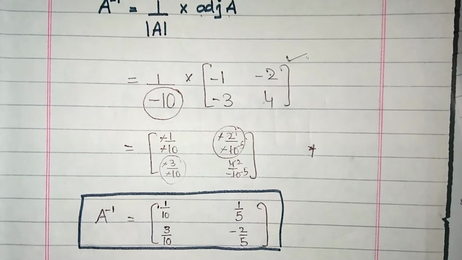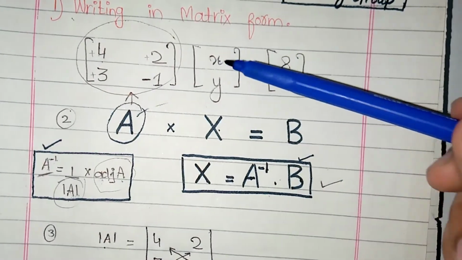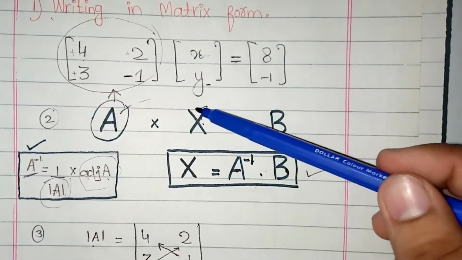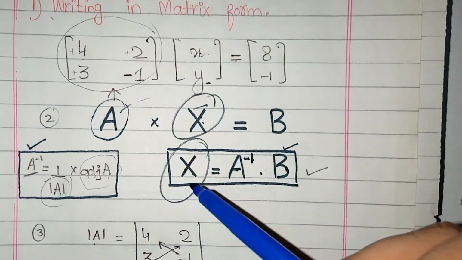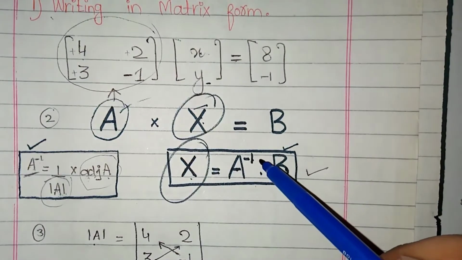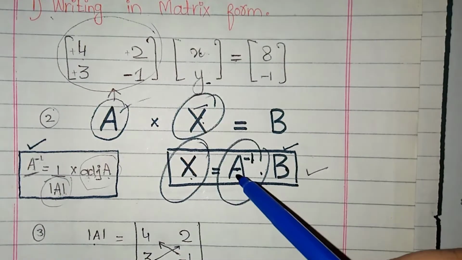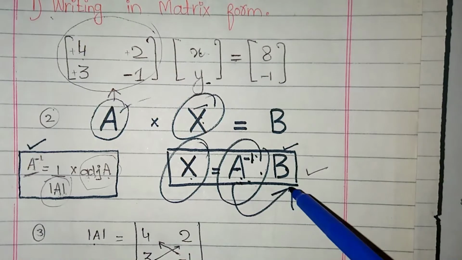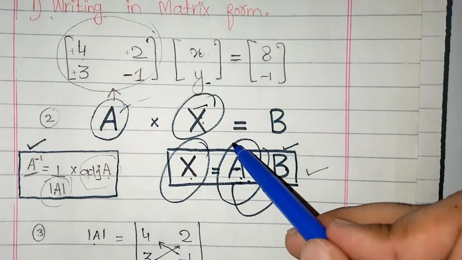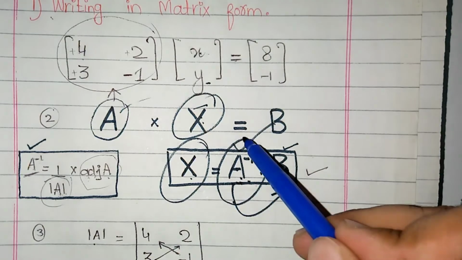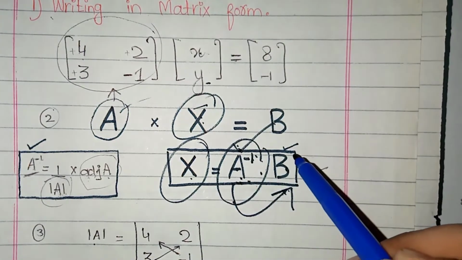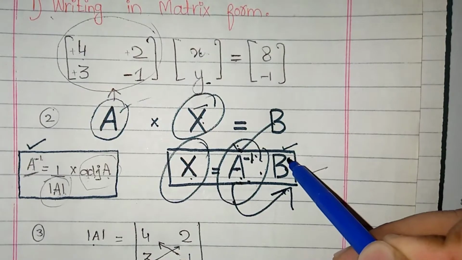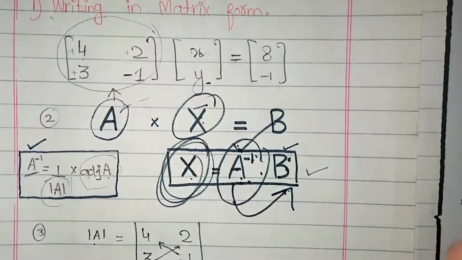Now I told you at the start, to find the value of x and y, you have to find capital X. And to find capital X, we have to find the inverse of A. After finding the inverse of A, I have to multiply it with the matrix B. So I found the inverse of A successfully. Now multiplying this inverse with B. This is our last step to calculate the value of X and Y.